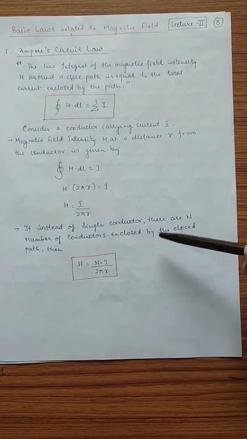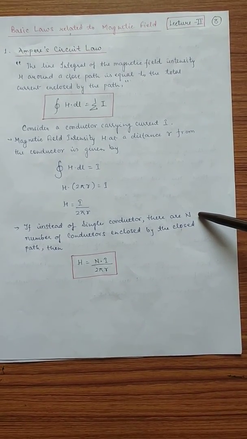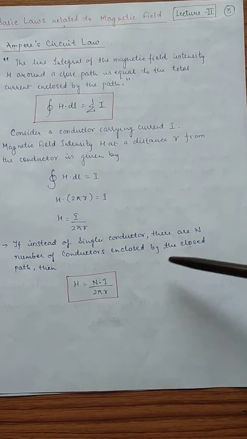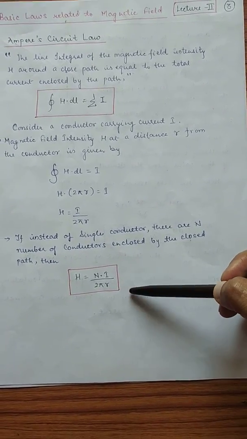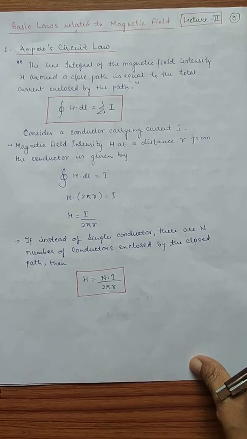If we have capital N number of conductors, then the current enclosed by the path would be N into I, so H is equal to N into I upon 2 pi r. This is all about Ampere's circuital law.